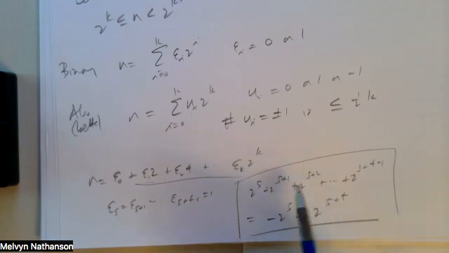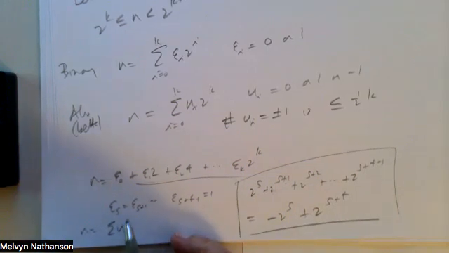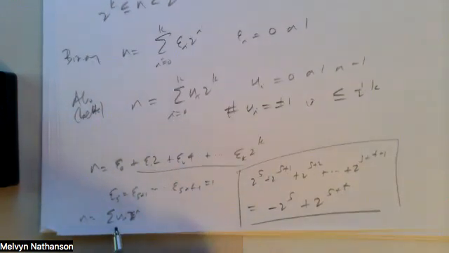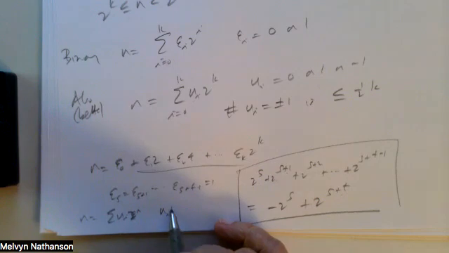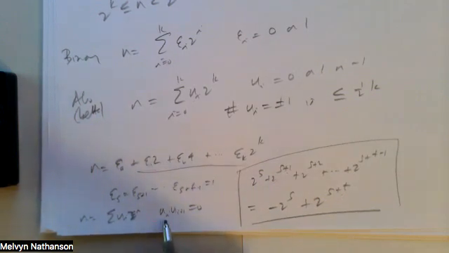You can always use this rule to write n as the summation of u sub i times 2 to the i, where you do not have 2 consecutive terms appearing. So u sub i times u sub i plus 1 is always 0. If you have 2 consecutive terms, one of them has to be 0.